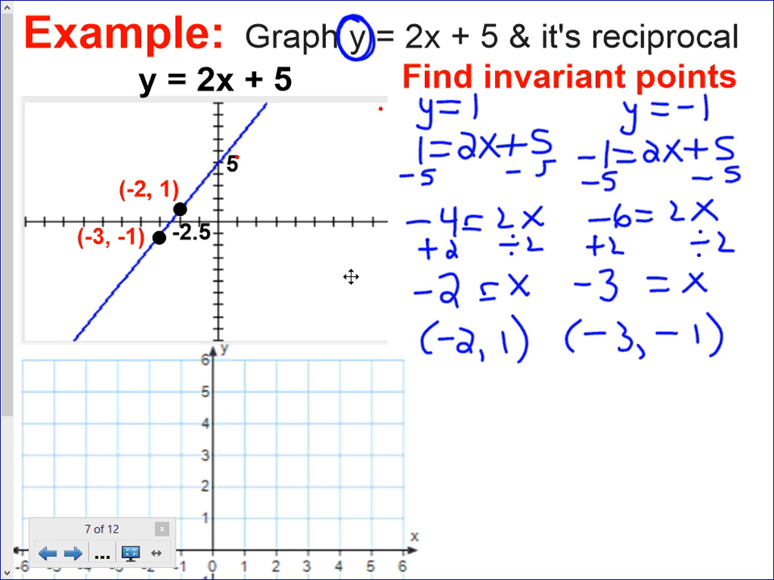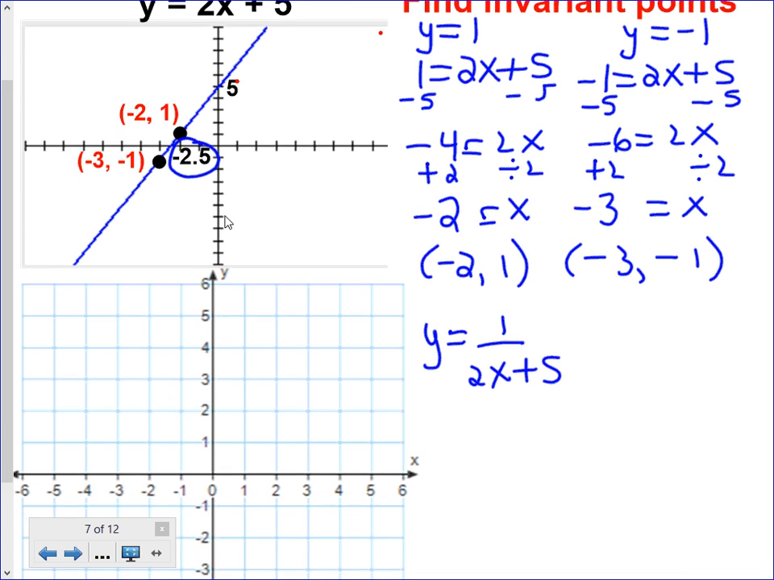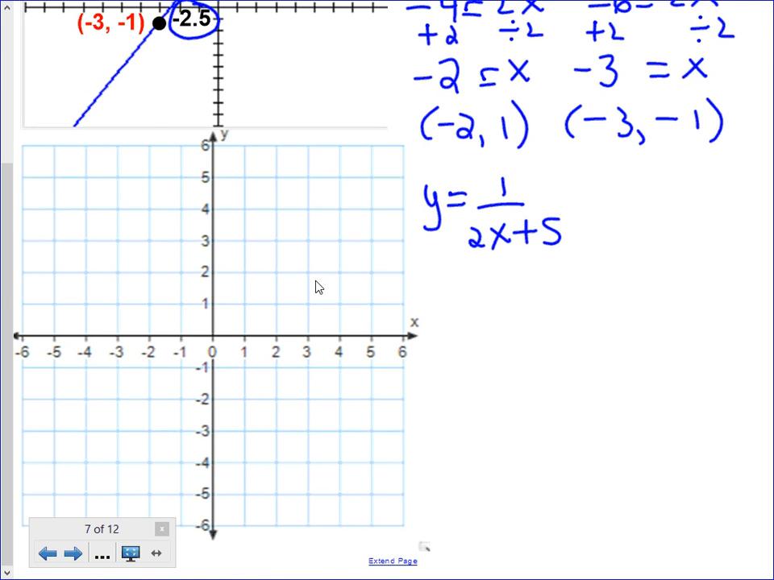I'm now going to use all of this information to come up with the reciprocal function. So I want to graph the reciprocal of this 2x plus 5. I want to graph y equals 1 over 2x plus 5. So the first place I'm going to start is with my x-intercept. So my x-intercept of negative 2.5 means I have a vertical asymptote here at negative 2.5.